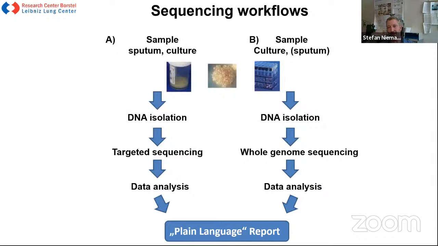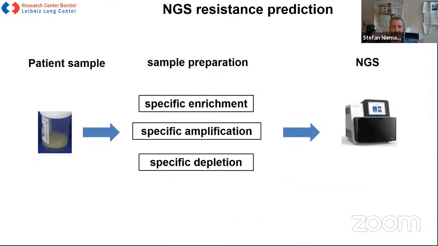If we look into sequencing workflows and what we can do currently, it is, in my view, established that from sputum we can mainly do targeted sequencing, and I will explain a bit later what that means. The majority of approaches that use whole genome sequencing, so the extraction of the full genome, are done from culture. And overall, that should all lead into a plain language report.